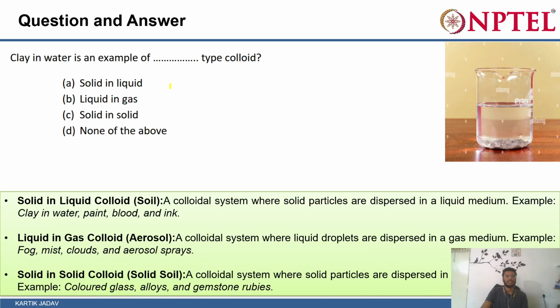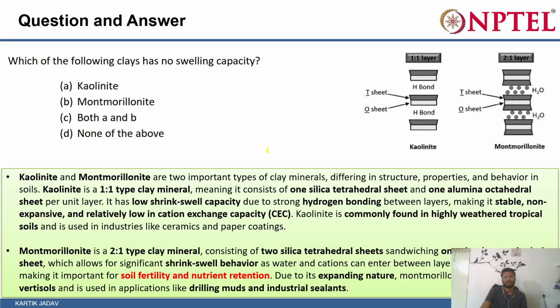Clay in water is an example of which type of colloid? We know that clay in water is a solid in liquid type of colloid, so the correct answer is option A. In the case of liquid in gas colloids, examples are mist, clouds, and aerosol sprays, while solid in solid colloids are like colored glass, alloys, and gemstones. So let's move towards the next question.